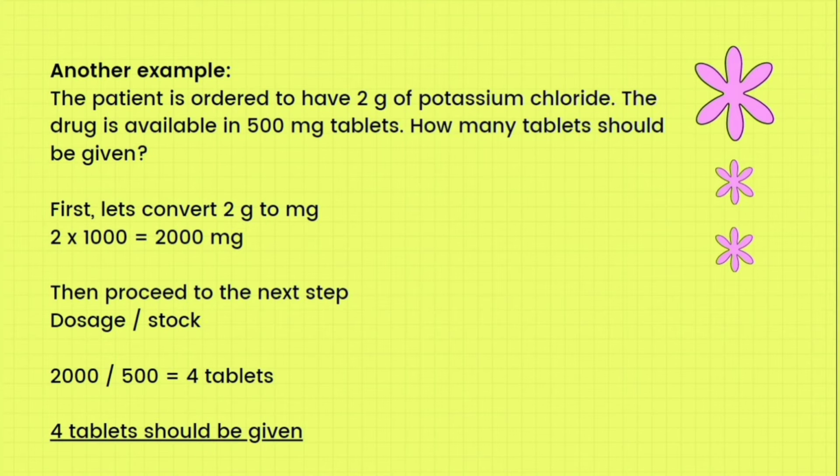Another example, the patient is ordered to have 2 grams of potassium chloride and the drug is available in 500 milligram tablets. How many tablets should be given? But first, let's convert 2 grams to milligrams. So 2 times 1,000 is equal to 2,000 milligrams. Then proceed to the next step, which is dosage divided by stock. So 2,000 divided by 500 is equal to 4. So 4 tablets should be given.